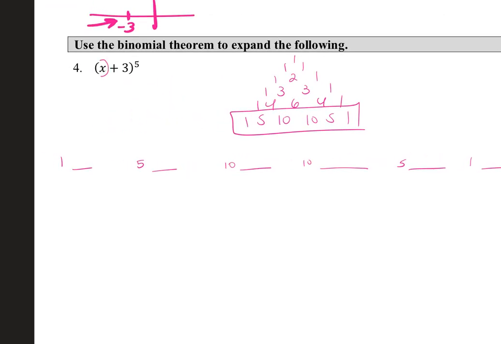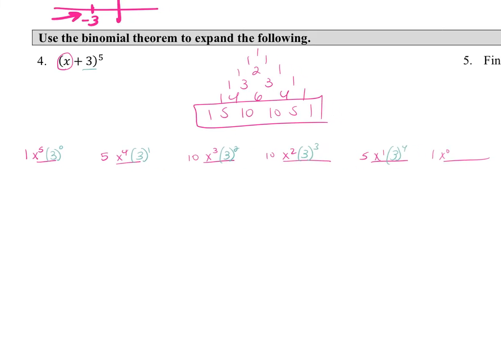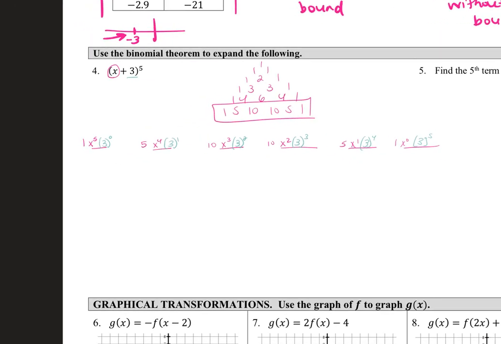And then I'm going to take my first term, starting with the 5 and decreasing. So x to the 5th, x to the 4th, x to the 3rd, x to the 2nd, x to the 1st, and x to the 0, which would really be just 1. And take my second term and go the opposite way. So 3 to the 0, 3 to the 1st, 3 to the 2nd, 3 to the 3rd, 3 to the 4th, and 3 to the 5th. And then I multiply them all out.